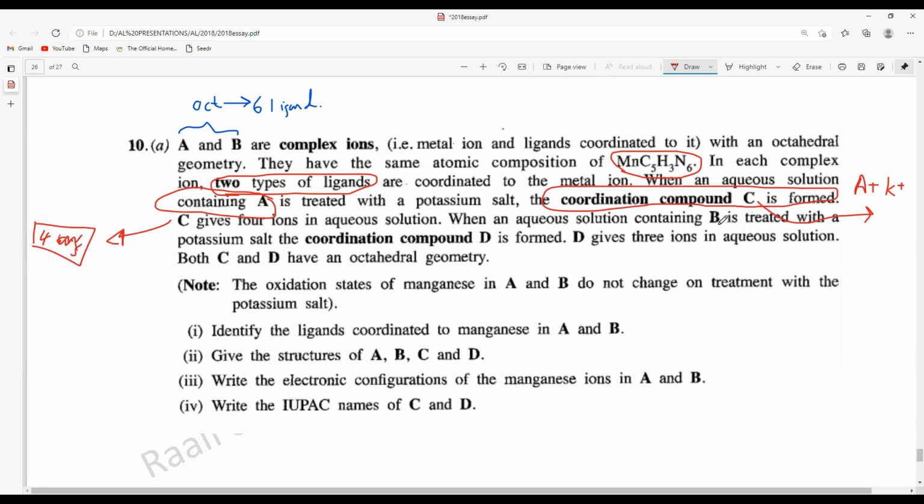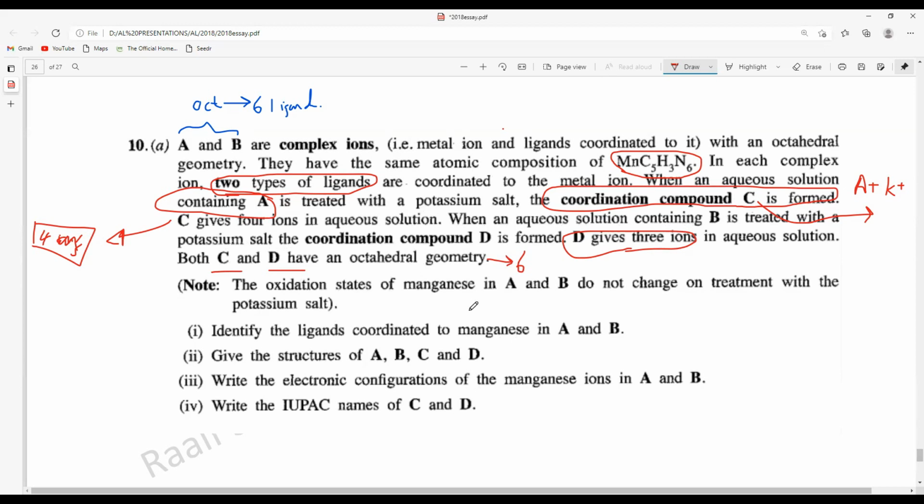When an aqueous solution of B is treated with a potassium salt, the coordination compound D is formed. D gives 3 ions. This is another very important factor. Both C and D still have octahedral geometry, which tells you the ligands in the inner sphere have not changed. The number of ligands is still 6, so don't forget that. We have to make sure what is actually happening here.